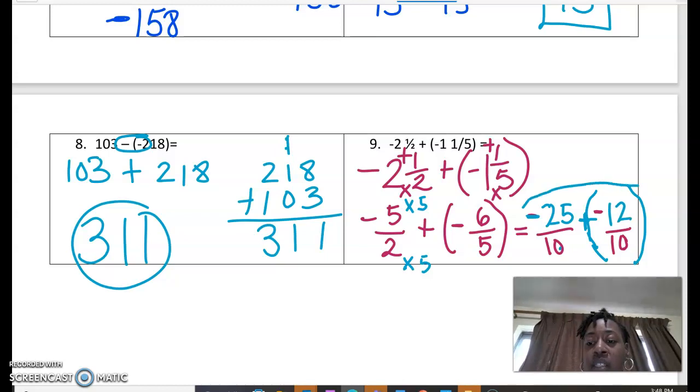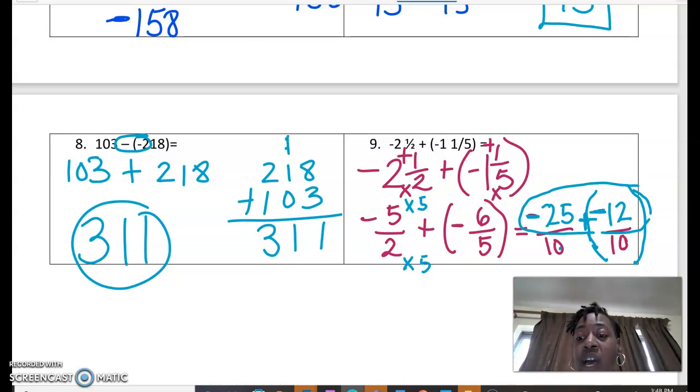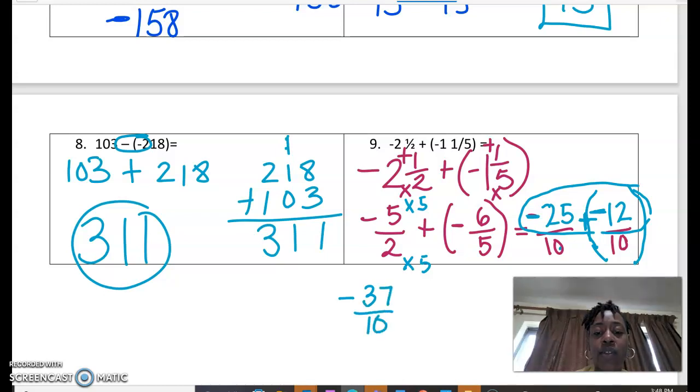Now treat these as if they are integers. So negative 25 plus negative 12. They are both negative. So that means I can just put them all together, because if it's 25 negative people on the left side of the room, then 12 negative people on the other side of the room, how many negative people in the room? Just add them all together, and it is negative 37. So this will be negative 37 tenths.